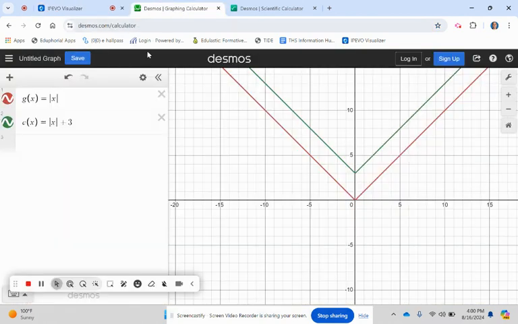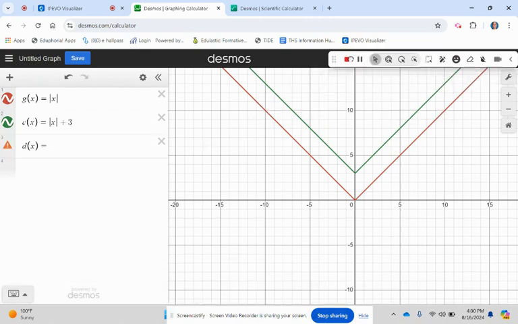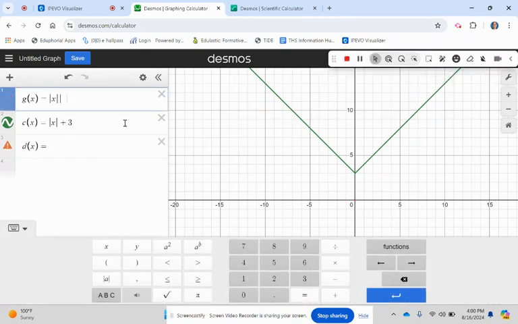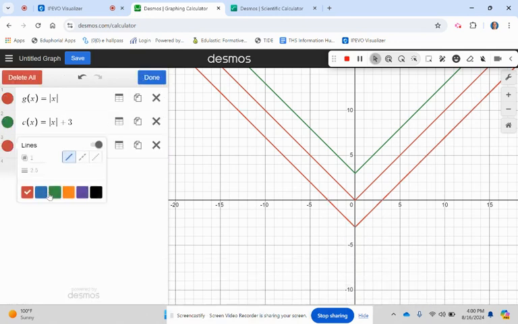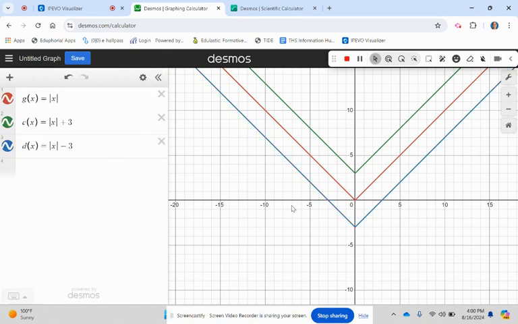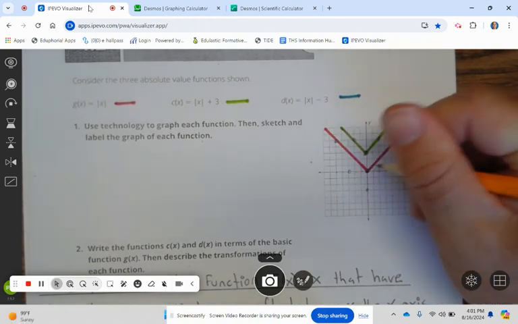All right, and then last one. d of x equals absolute value of x minus 3. Oh, why are we still here? Let's go here. And let's change the color. I think we said blue. Done. So let's use this point, this point, this point. Okay, so 0, negative 3, negative 1, 2, 3, and 1, 2, 3.